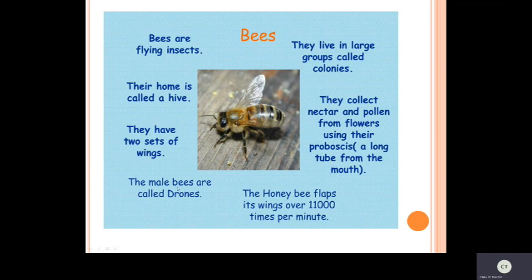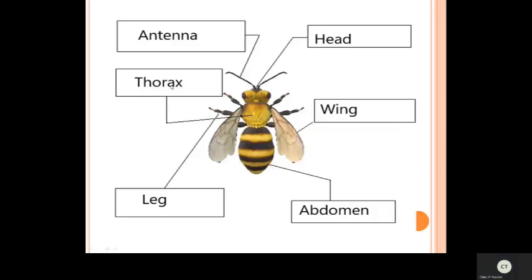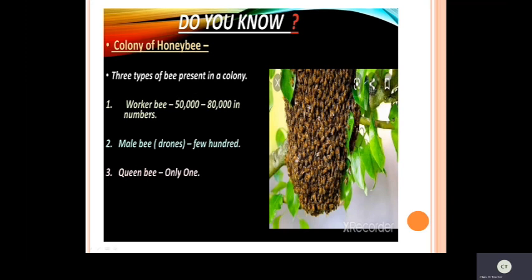Now see here, the male bees are called drones. They have two sets of wings. Now their home is called a hive. Yes, children. Have you all observed honeybees? How many types of honeybees are there? Three types. Worker bee, male bee, queen bee. See, this worker bee helps in constructing this honey hive.